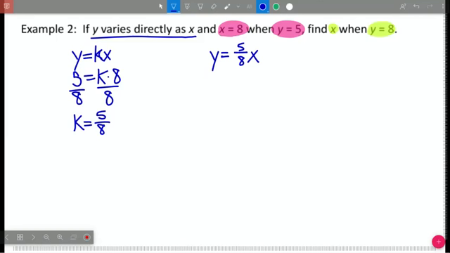We use whatever information is left, so we know that y equals 8. So we're going to substitute 8 in for y. And now we're going to be solving for x. So now we need to do a little bit more as far as solving the equation. We need to get rid of that coefficient 5/8. So if you remember, probably the easiest way to do that is by multiplying by the reciprocal of 5/8. So multiplying by 8/5 on both sides.